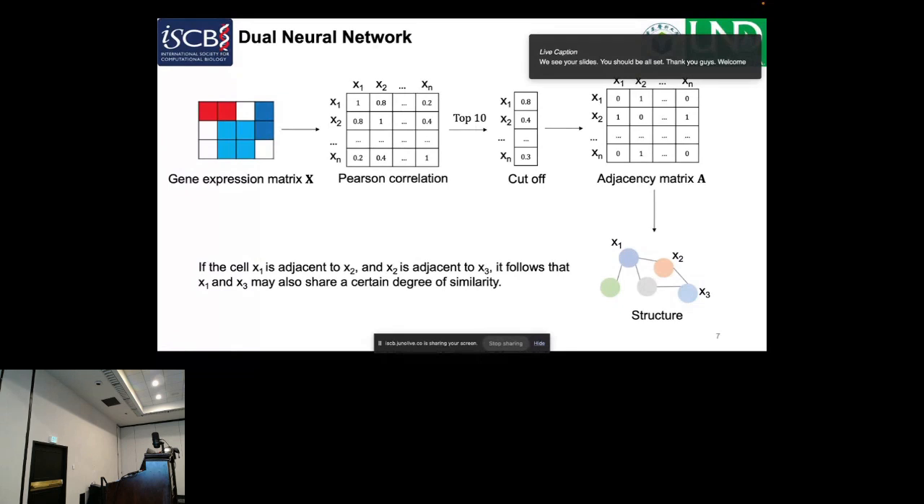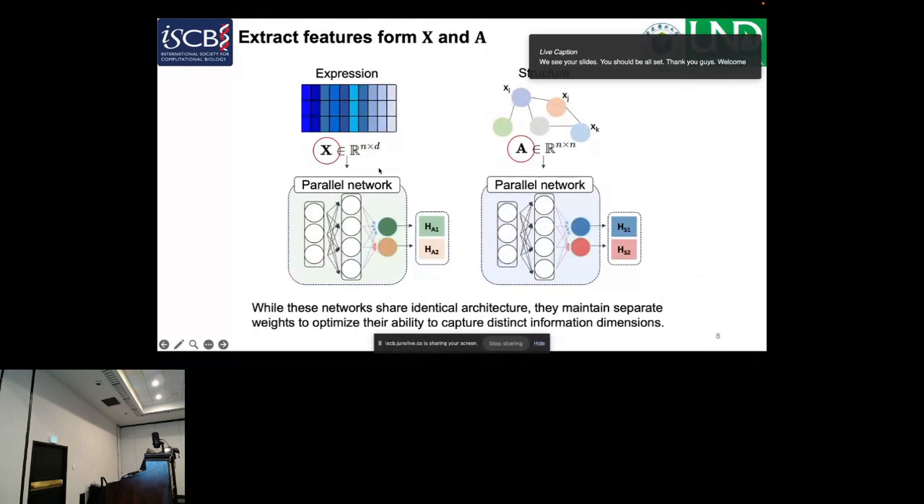We then use two parallel neural networks to independently extract features from the attribute and the structure matrix. Although these networks share identical architectures, they use separate weights, allowing the networks to improve their ability to capture distinct information dimensions.